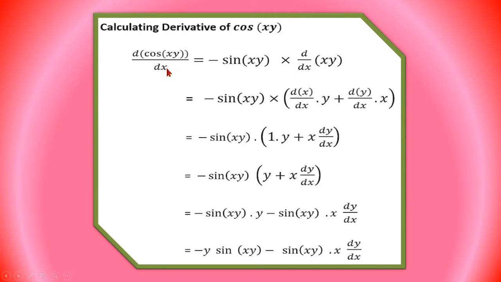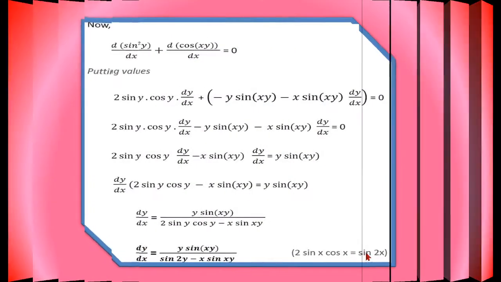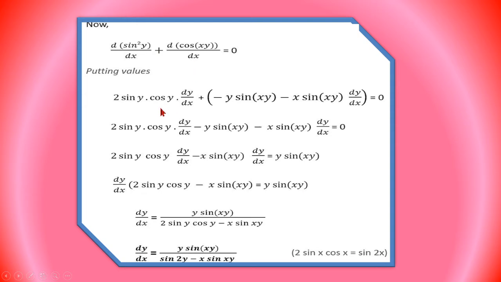Now, let's talk about this term cos xy. Here, first of all, let's take the derivative of cos, which is minus sine, then derivative of xy. Here we have to again apply the product rule. Derivative of first, second as it is, plus derivative of second and first as it is. Now, after solving, we'll get this. Let's put both the values in this equation.